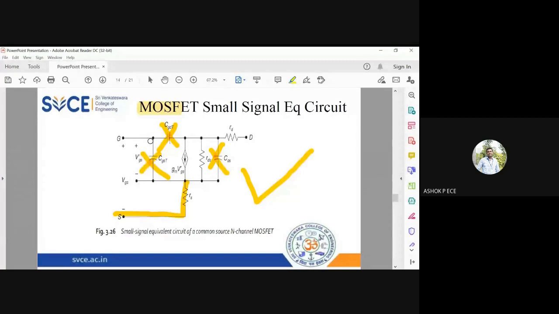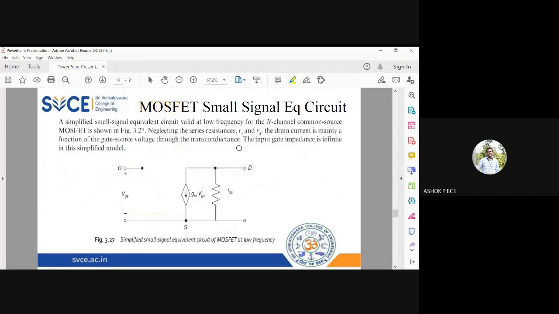So the input side will be open. At the output side, you will have the current source, RDS, RD, and RS. That is what you will have. And here I am considering RD and RS to be very, very high, so I am neglecting them also. So you have only one resistance, RDS. So you have this current source GM into VGS, and you have one resistance RDS.